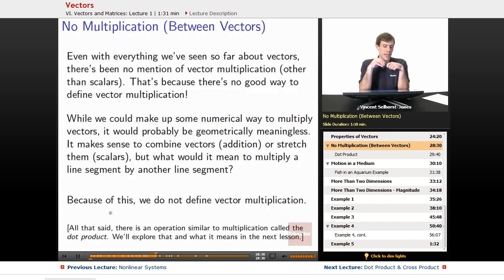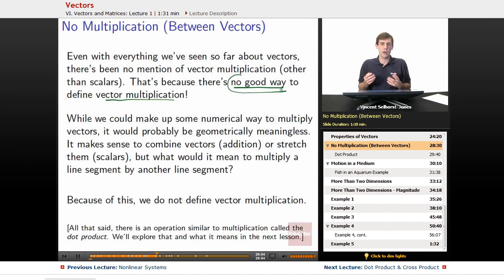There's no multiplication between vectors. Even with everything we've seen so far about vectors, there's been no mention of vector multiplication, other than scalars multiplying on vectors. That's because there's no good way to define vector multiplication. There's just no way to really do it that's going to make sense. So we could make up some numerical way to multiply vectors, so some vector times some vector makes some other vector. But it would probably be geometrically meaningless. We can't really come up with a good way that's going to have some deep geometric meaning.